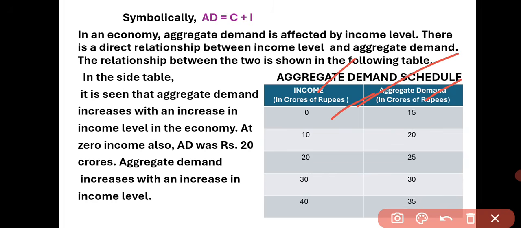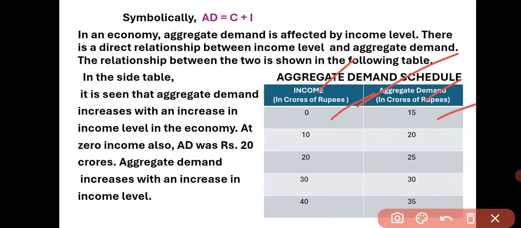When income was 0 in an economy, aggregate demand was 15 crores rupees. There was no income, but aggregate demand was there, right, which is known as autonomous demand, autonomous consumption, autonomous expenditure. You have to spend money to live. Anyhow, you have to consume some goods and services, whether you earn income or not, right. This is known as the autonomous consumption, autonomous expenditure point.